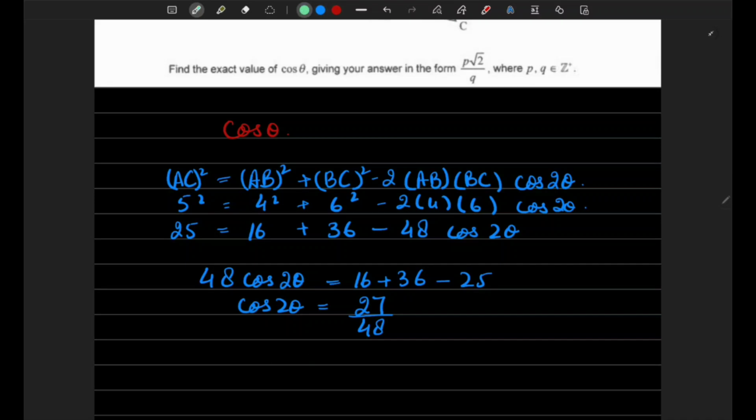Now 3 nines are 27 and 3 sixteens are 48. So we have the value of cos 2 theta is equal to 9 by 16.